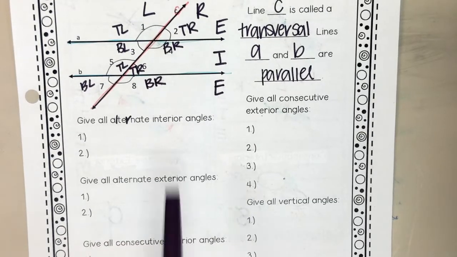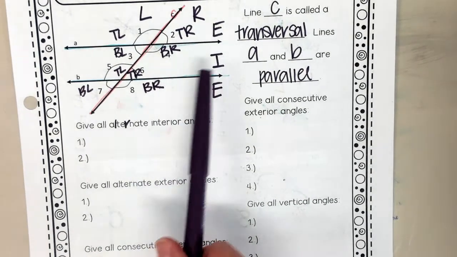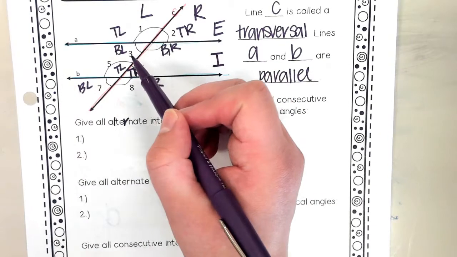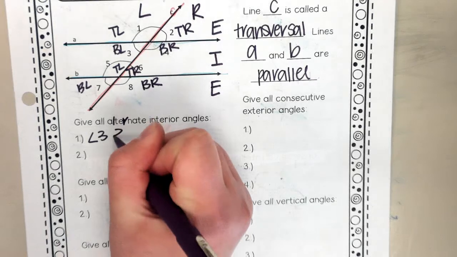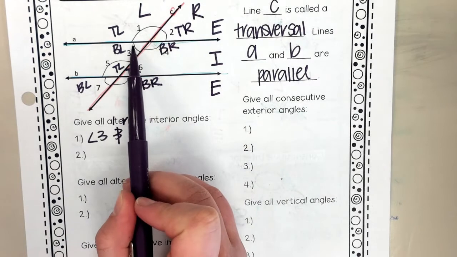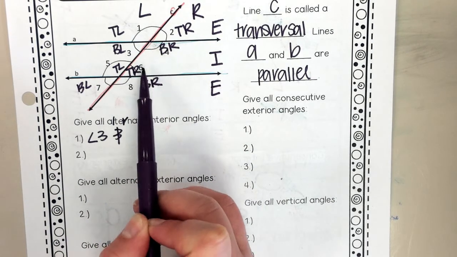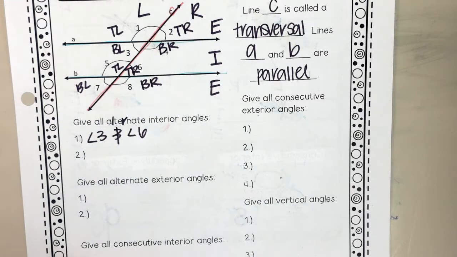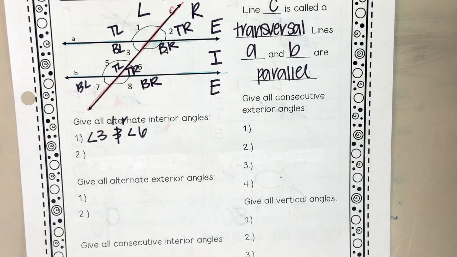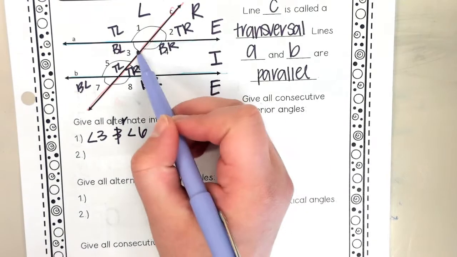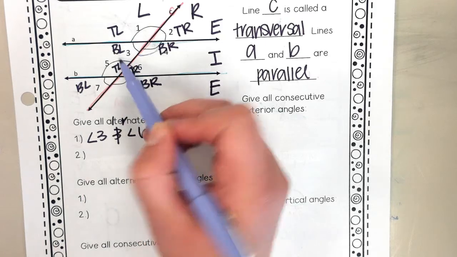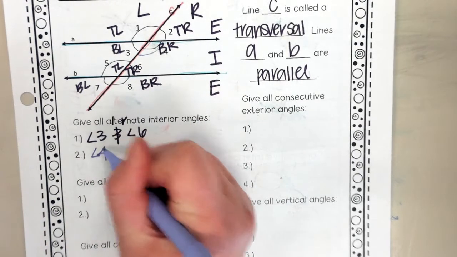So if I'm looking for alternate interior, left and right, on the inside. If I pick angle 3 on the left, then what other angle matches it? If I'm over here, I've got to go on the right. Well, angle 6 is the other alternate interior. Then I could also have this guy, angle 4. Well, then I've got to pick one on the other side of the line, which would be angle 5.